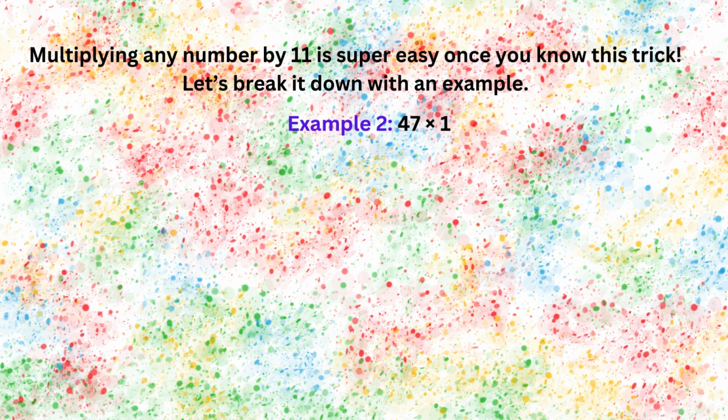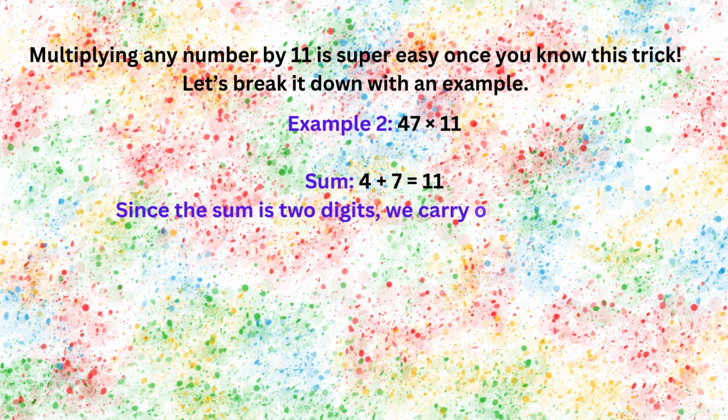Example 2: 47 times 11. Digits 4 and 7. Sum: 4 plus 7 equals 11. Since the sum is 2 digits, we carry over the extra one.